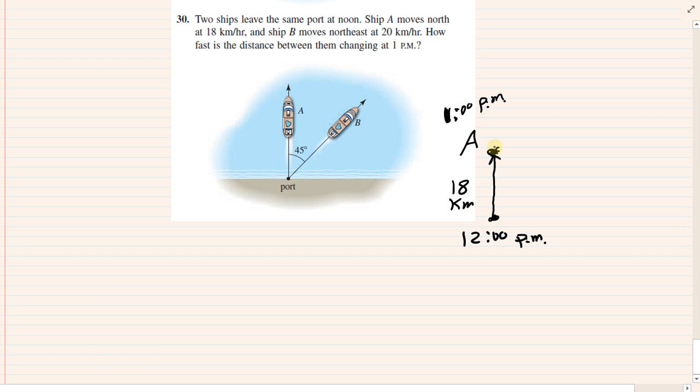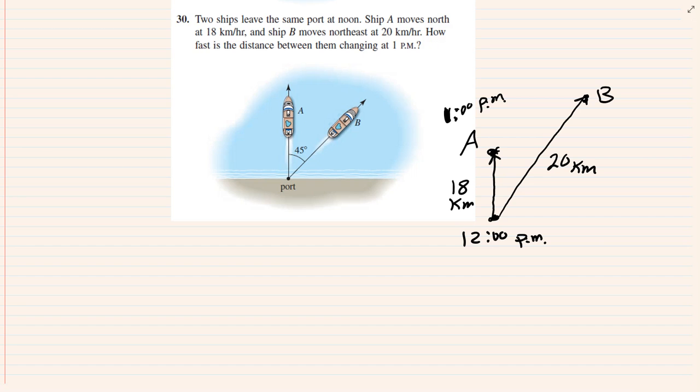Ship B is the faster one at 45-degree angle. So let's say it's going over here. And this is where ship B is going to be at 1 p.m. At the same time, how far has it traveled? Well, it's doing 20 kilometers per hour, right? So in 1 hour, it must have gone 20 kilometers from the port. We want to know how fast. Again, that means rate of change of distance per unit of time, speed. How fast the distance between them is changing at 1 p.m.